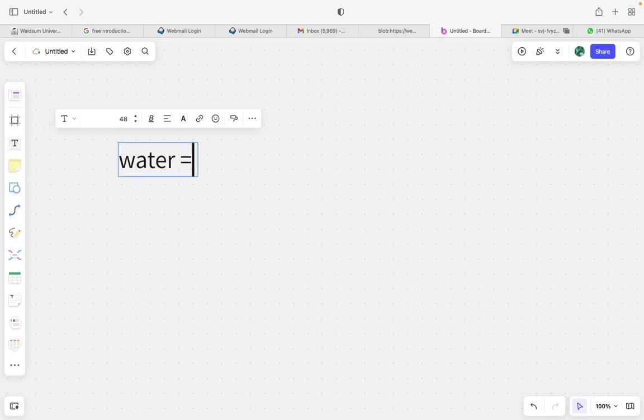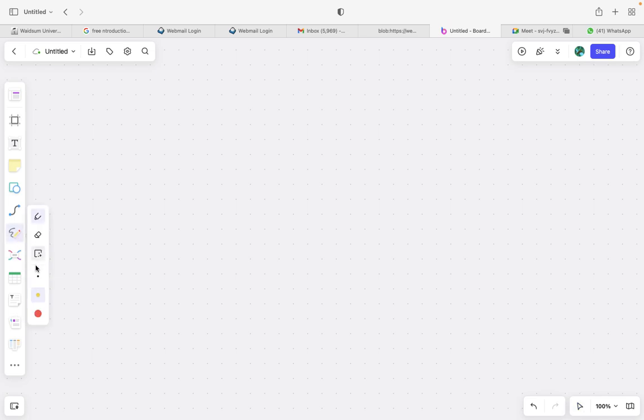Water equal to H2O. You know, these two cannot be subscript. I don't want text. Let's use the writing one. I think I prefer that. So let's get rid of this. Okay, let's use the writing one.